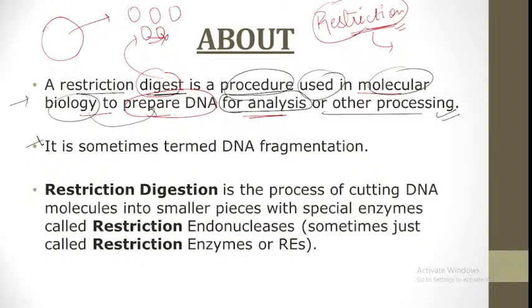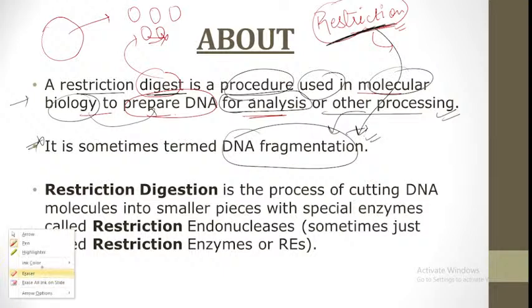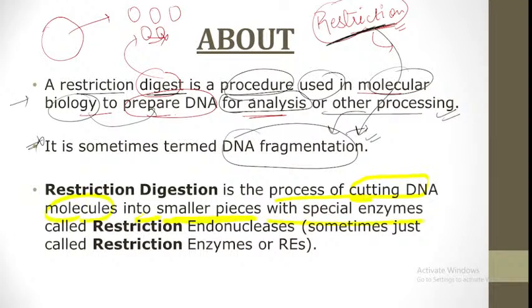Second thing, it is sometimes also called DNA fragmentation, because we are making fragments of the DNA, right? So we can also call restriction digestion DNA fragmentation as well. Now, if you want to give it a technical definition, what is restriction digestion all about? It is a process of cutting DNA molecules into smaller pieces with special enzymes, because obviously we are cutting a DNA. It is not a simple thing.